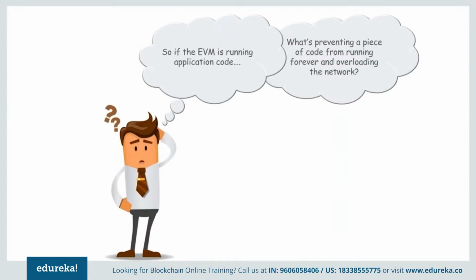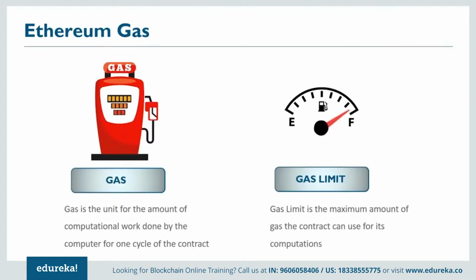Now I'm sure some of you programmers out there might be wondering the same as what our little guy here is thinking about: if the EVM is running the application code, then what's preventing a piece of code from running forever and overloading the network? Well, here's where the term Ethereum Gas comes in. Now, gas is basically the execution fee that the sender pays for running a program on the EVM.